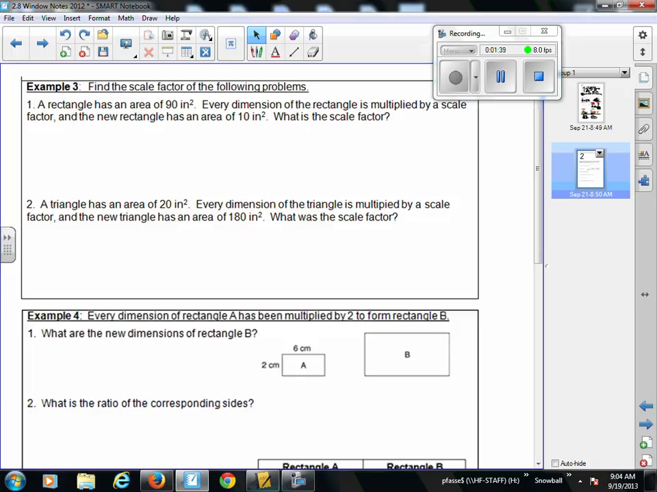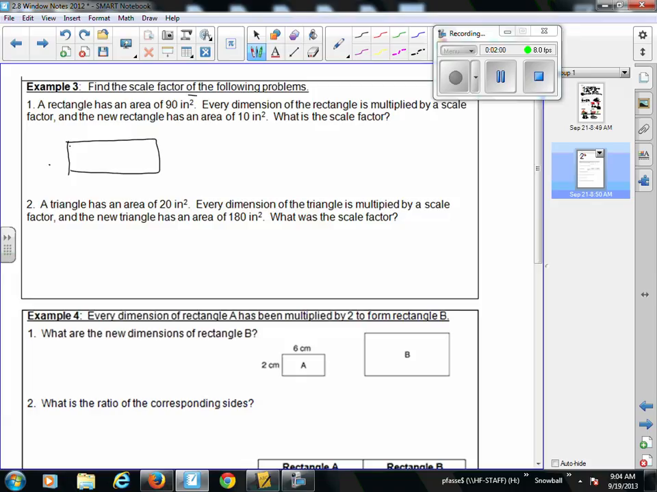For the next part, we have a little more challenging problem. It's not as straightforward as it may look. They want to know what is the scale factor. Now what's important is to say every dimension of the rectangle is multiplied by a scalar factor. So when they say every dimension, note for a rectangle we have the length and we have the width.